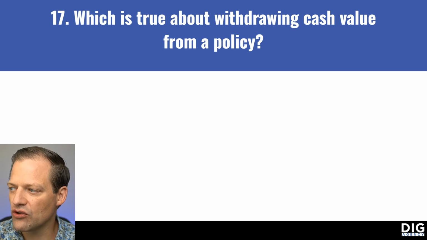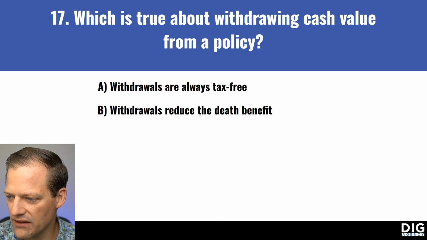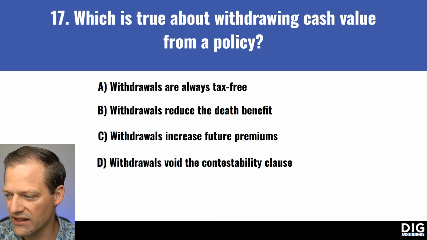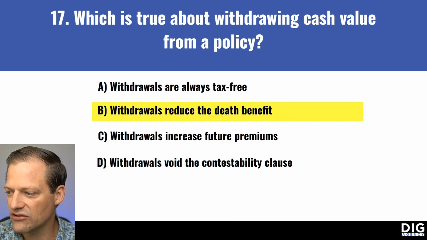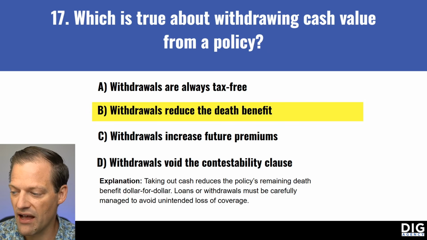Which is true about withdrawing cash value from a policy? A, withdrawals are always tax-free. B, withdrawals reduce the death benefit. C, withdrawals increase future premiums. Or D, withdrawals void the contestability clause. The answer is B, withdrawals reduce the death benefit. So taking out cash value reduces the policy's remaining death benefit dollar for dollar.